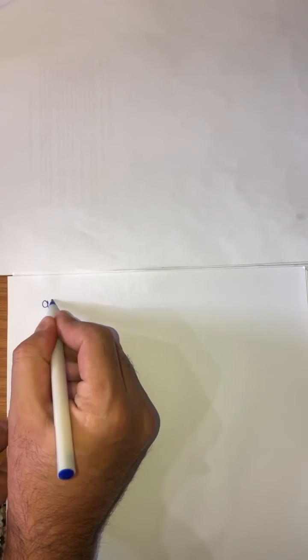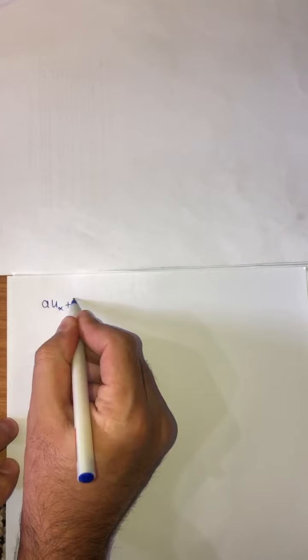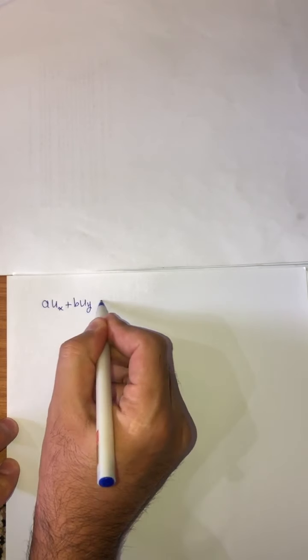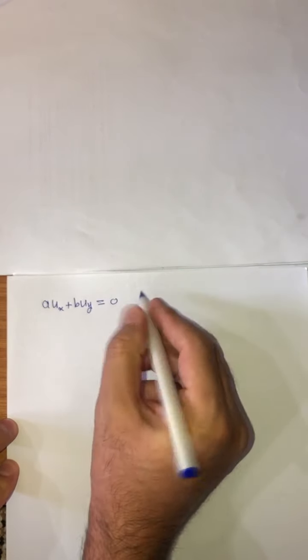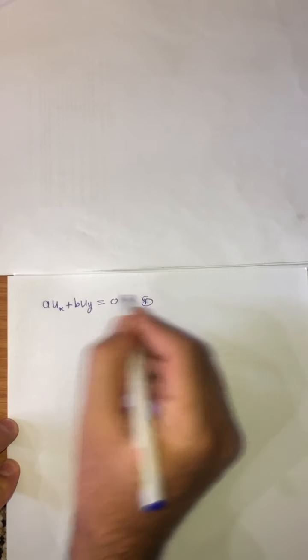Hi there. In this video, I'm going to explain how to solve one of the well-known and simple differential equations, which is called the transport equation. The standard form of the transport equation is a u sub x plus b u sub y equals 0. Let me say this is equation star.